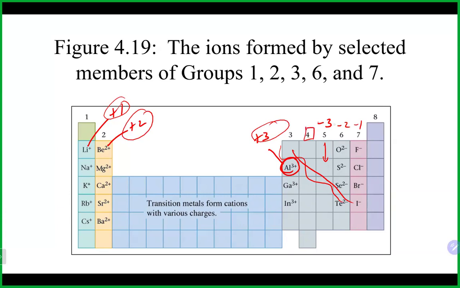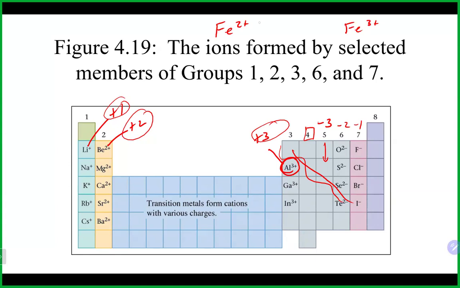Skip group 4 and go backwards: -3, -2, -1. Now, most of the metals in the transition metal region have a variable positive charge. For example, iron can be +2 in certain situations, and iron can be +3 in certain situations.